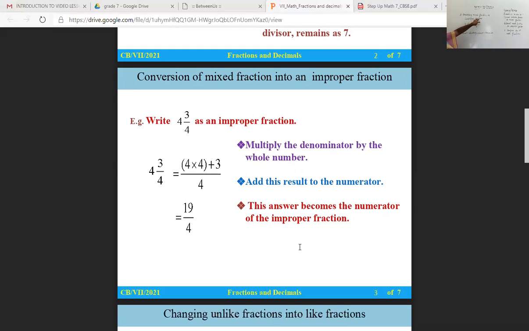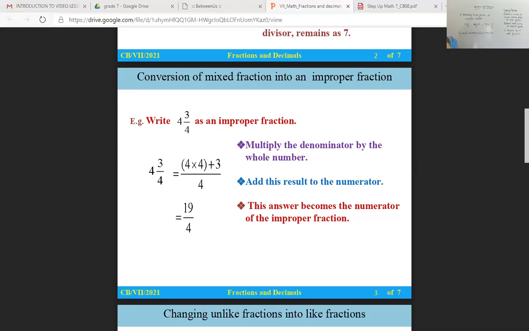In the improper fraction, the numerator is always the dividend, right? So what is the dividend? How can you obtain it from this? Divisor, that is 4, into the quotient, which is also 4, plus the remainder, which is 3. That will be equal to 16 plus 3 divided by 4, that's equal to 19 by 4. So this is your improper fraction where the numerator is greater than the denominator.